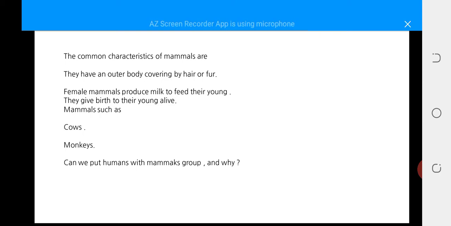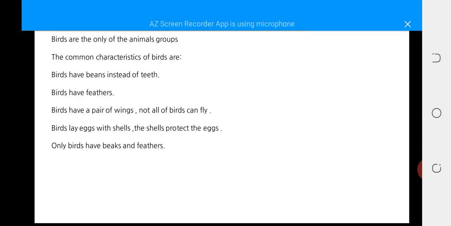Can we put humans in the mammals group, and why? If they have the same three characteristics, then I will put them in the group of mammals. This is about the group of mammals.